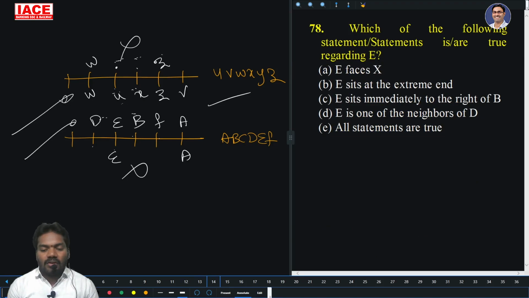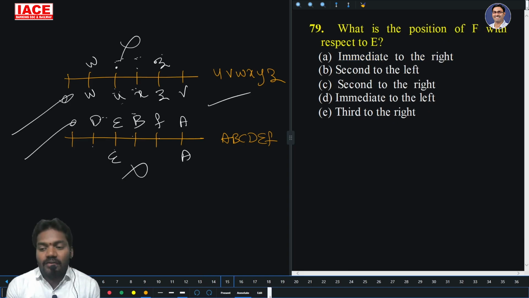Next, which of the following statements is true regarding E? E faces X? No. E is at the extreme end? No. E is immediate right of B? No. E is one of the neighbors of D? Option D is right.